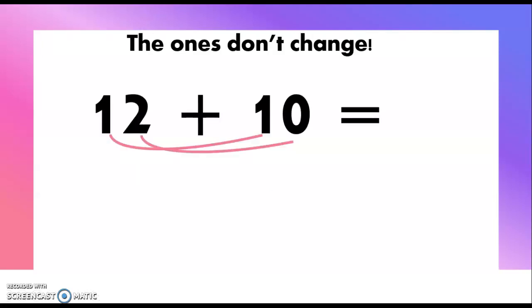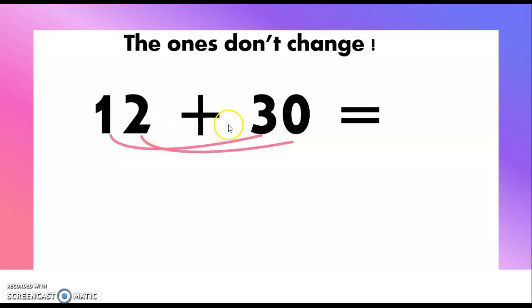If we're starting at 12 and we're adding tens, okay, add the tens together, we've got two tens. Because it's 2 and 0, the ones don't change, it stays as 2.